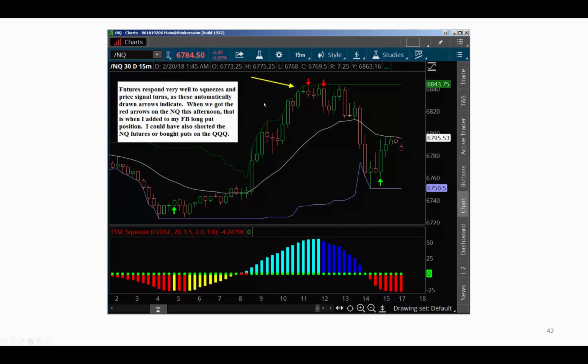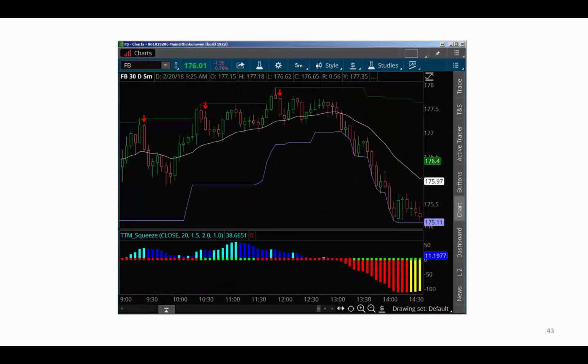Now, I've got puts on Facebook, and what I did today too is I actually used the same thing. When I saw that we were getting the signal in the NASDAQ futures, I went and checked Facebook and said, wow, we're getting the same signal in Facebook here. I'm going to go ahead and add puts to my Facebook position. So this is what I mean: if you understand how to read the internals and you understand the signals that drive the futures markets, you can use that to leg into other positions that you're also trading in addition to the futures themselves. Okay.